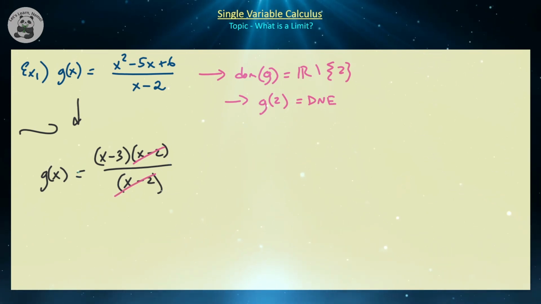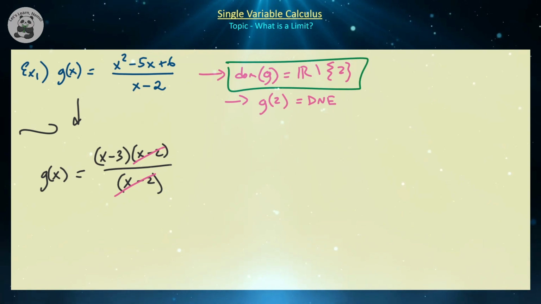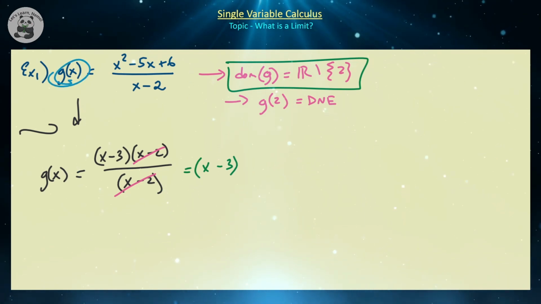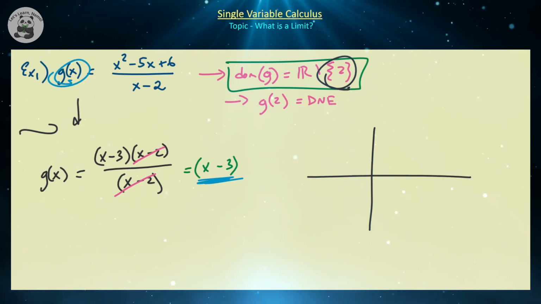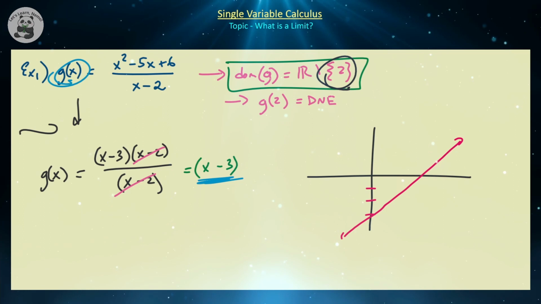But keep in mind this is only true for x not equal to 2, and notice that we're just left with x minus 3. So in terms of the graph of this function g, the graph practically looks like the line x minus 3, except we have a hole at x equal to 2. So if we give this a graph and do a quick sketch of it, 1, 2, 3, there. This is going to be the graph, and if this is x minus 3, then when x is equal to positive 2, there should be a hole there. A hole. Hole with an H.